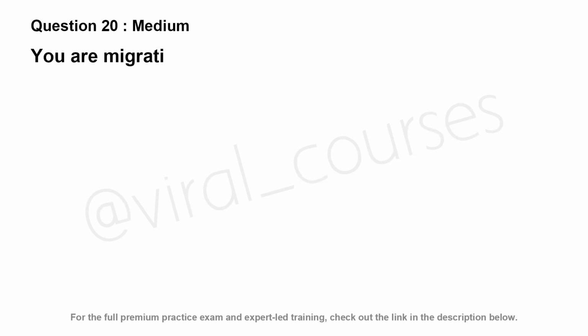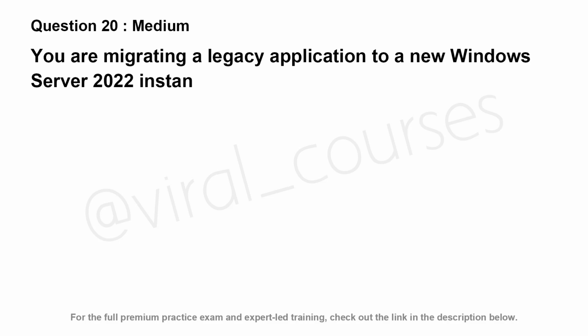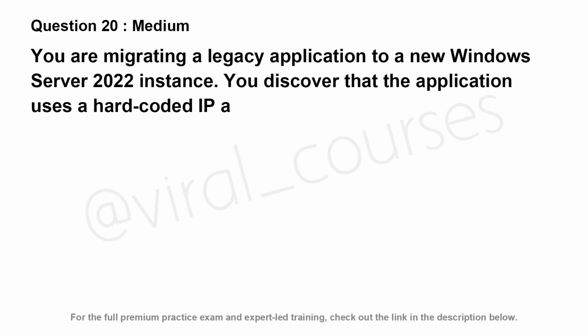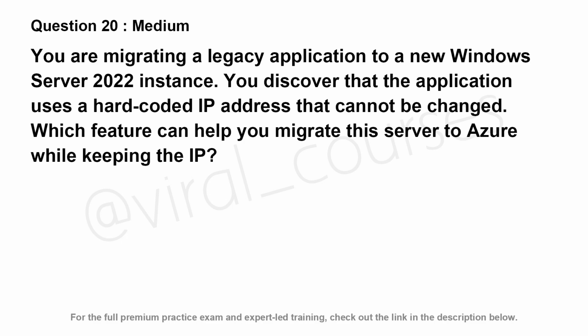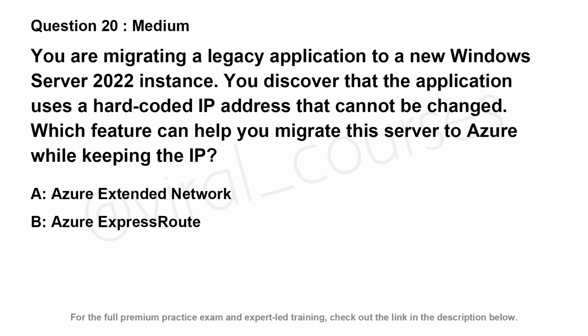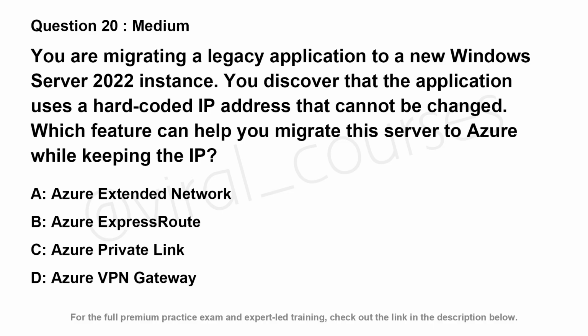You are migrating a legacy application to a new Windows Server 2022 instance. You discover that the application uses a hard-coded IP address that cannot be changed. Which feature can help you migrate this server to Azure while keeping the IP? Option A, Azure Extended Network. Option B, Azure ExpressRoute. Option C, Azure Private Link. Option D, Azure VPN Gateway.